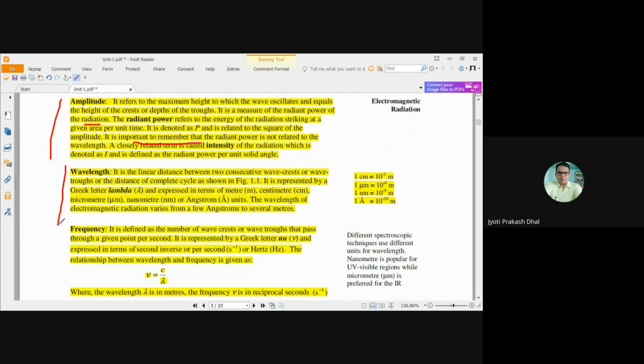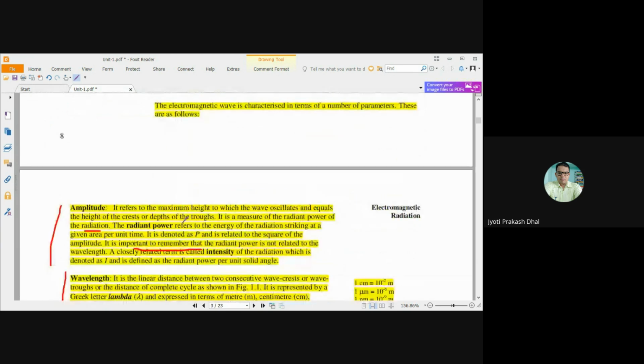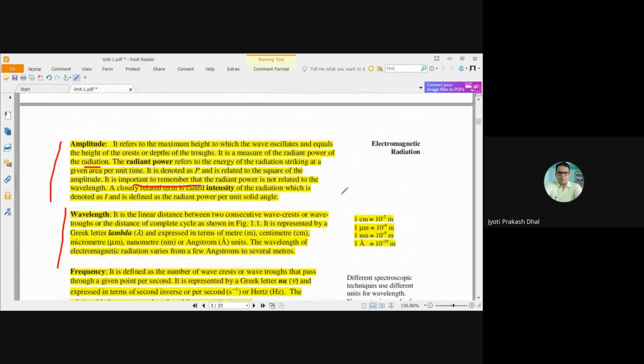The second characteristic is wavelength. Here you can see, suppose this is one wave. In the wave, one crest and one trough is there. Let this be the direction of propagation. This wave is called one cycle or a complete wave. That means it should contain a complete crest and complete trough. That is called a complete wave, or one cycle. Similarly, let this be the direction of propagation, and the wave will travel like this.